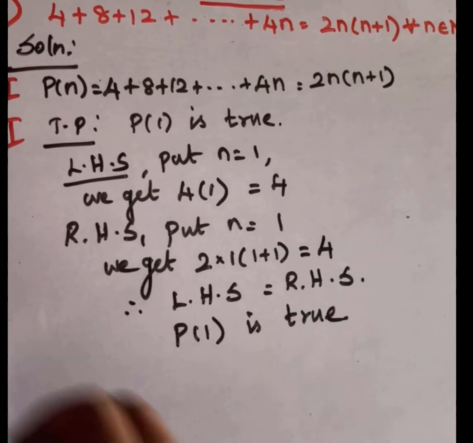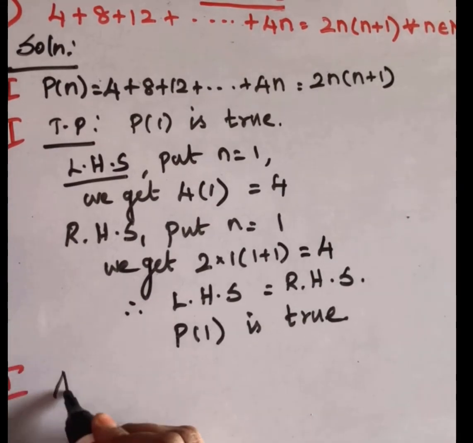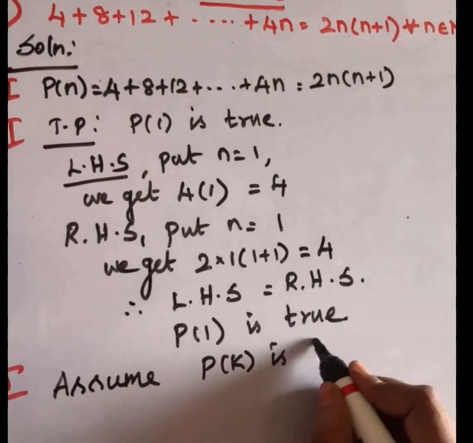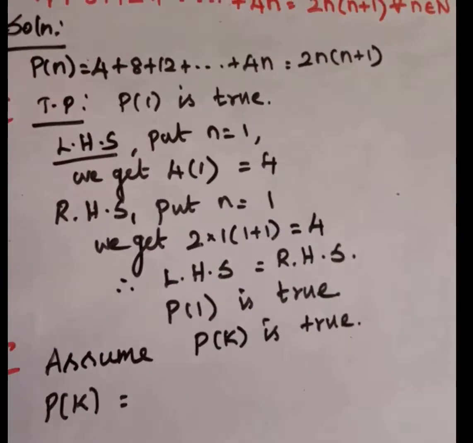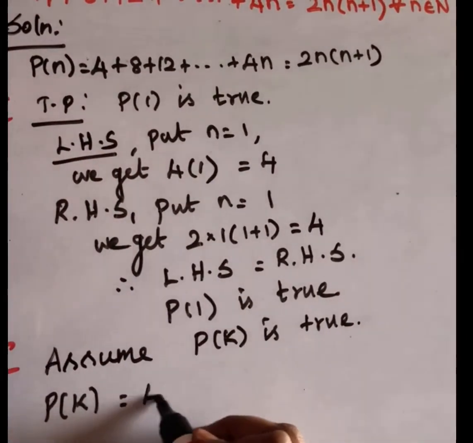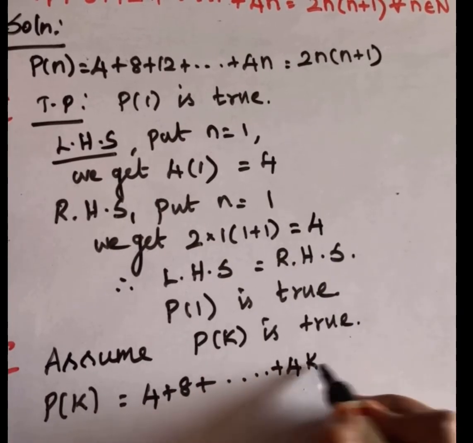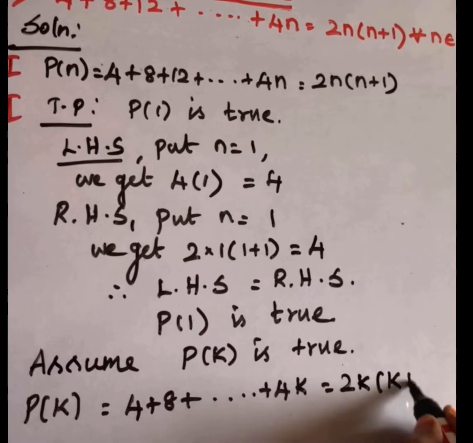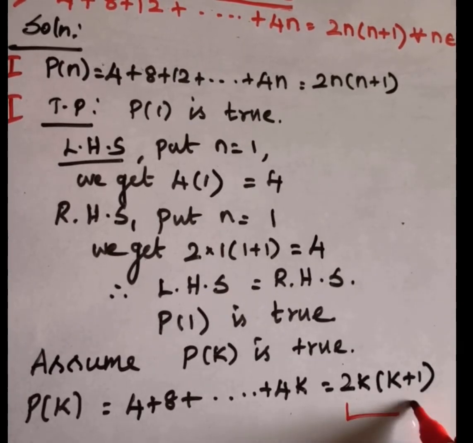Now what is our next step? We have to assume that P of k is true. What is our P of k? Instead of n, you have to substitute k in the given statement P of n. So 4 plus 8 plus 12 plus etcetera up to 4k is equal to 2k into k plus 1. This is our P of k and our equation 1 also.